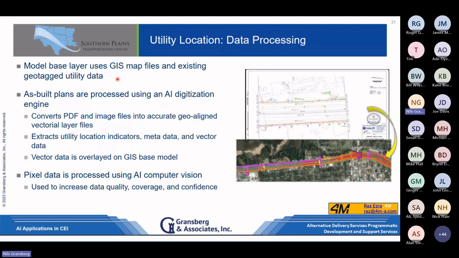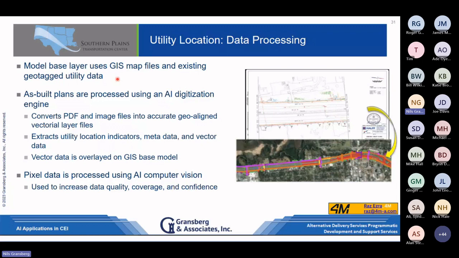It'll extract utility location indicators, metadata, vector data, all the other stuff. Again, it conflates those. And then that vector data is laid back over that GIS base model, right? So then you get these layers of vector data, and we're able to look at, okay, how close is everything, right? Where does it look like things are?